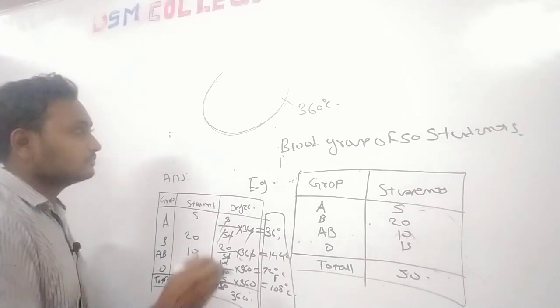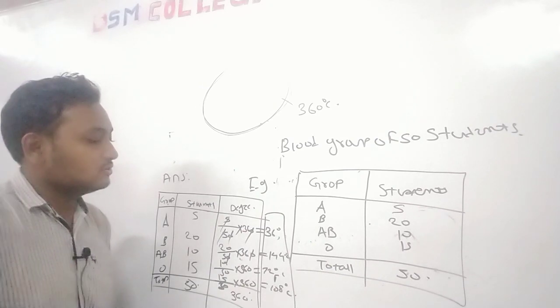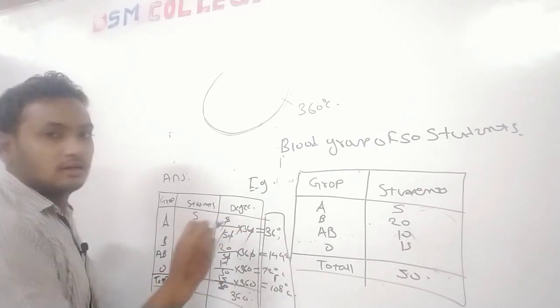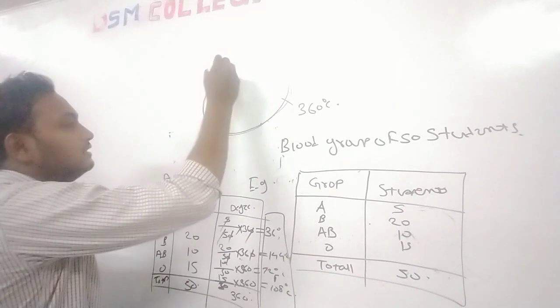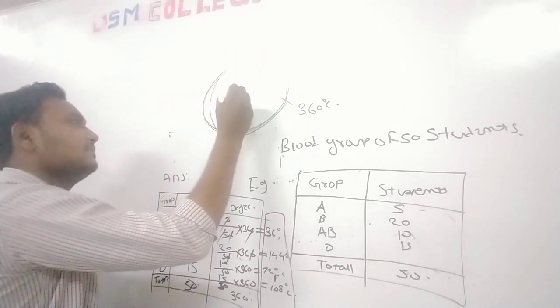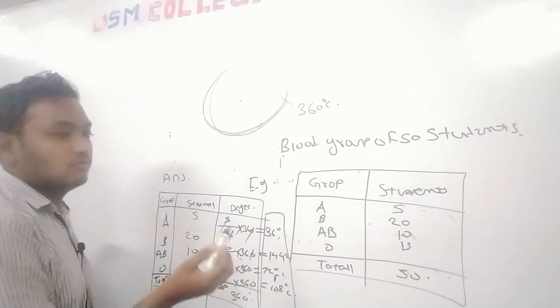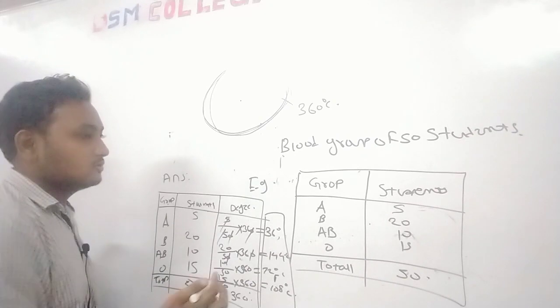Okay, so this is how we solve the question. Here we are converting the values into degrees. We draw the pie diagram of 360 degrees. In the 360 degrees, this is the middle point, and this is where we put the values.